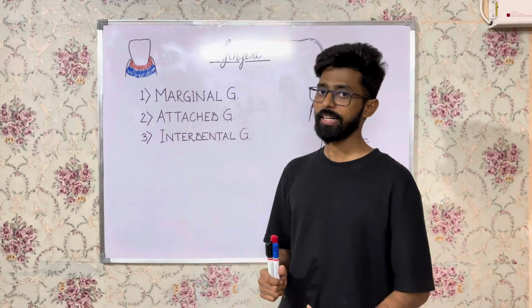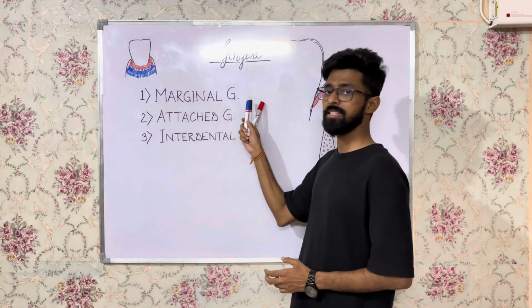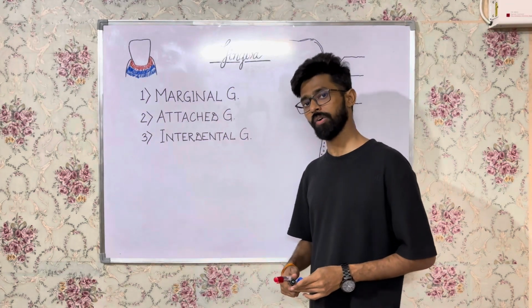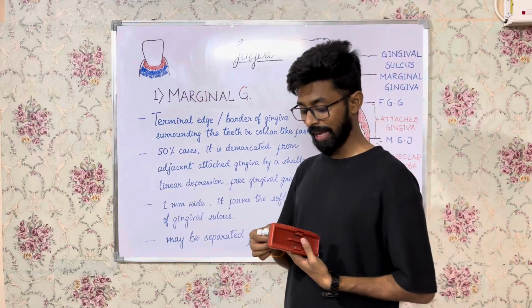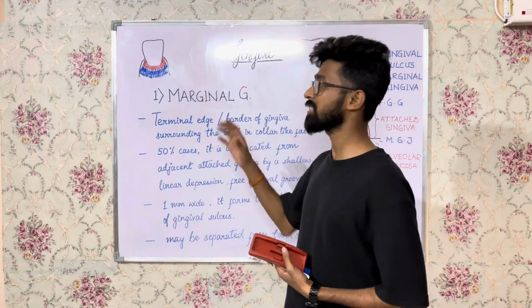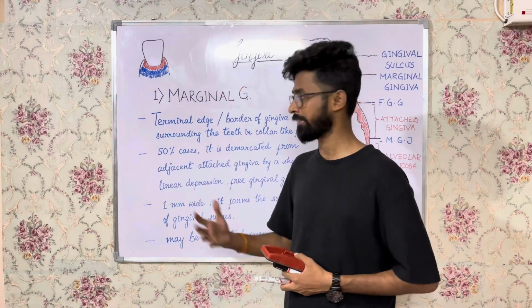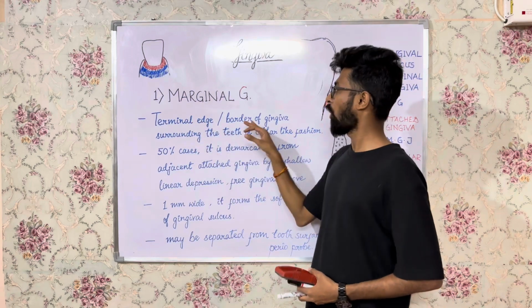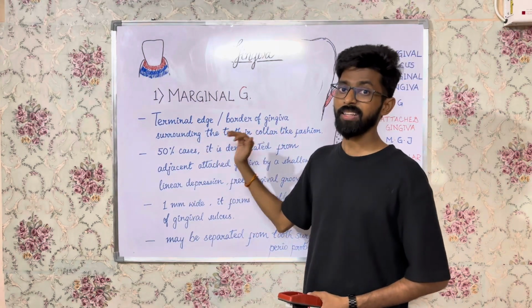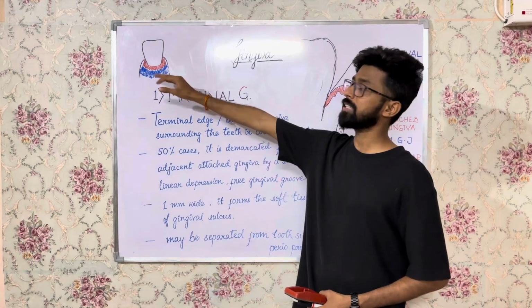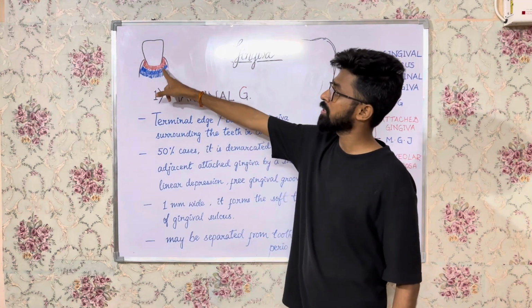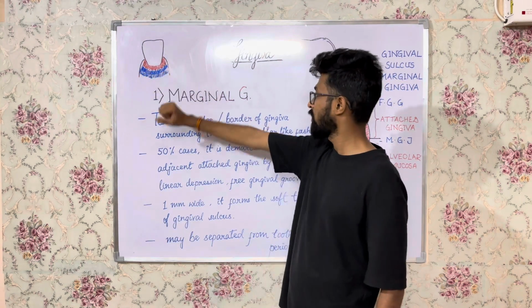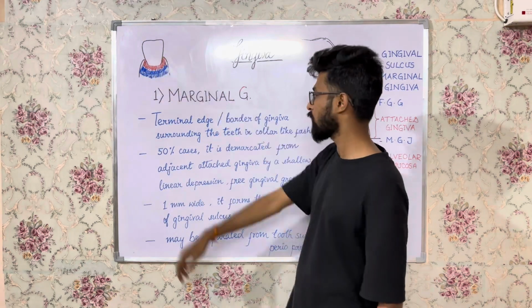There are three types of gingiva. One is the marginal gingiva, second is the attached gingiva, and third is the interdental gingiva. Marginal gingiva is also known as unattached gingiva, or free gingiva, because it is not attached. It is the terminal edge or the border of the gingiva surrounding the teeth in a collar-like fashion. In this diagram, the upper part marked red is the marginal gingiva.